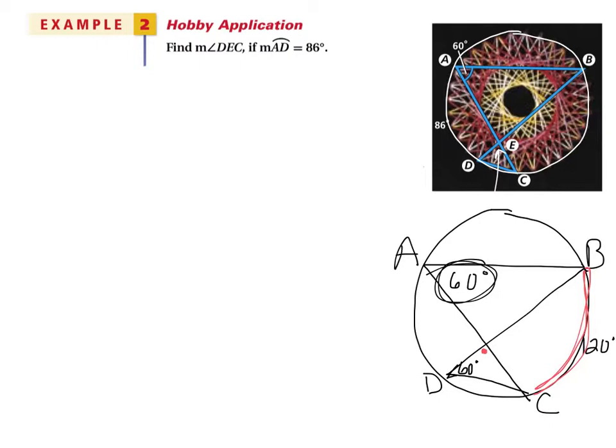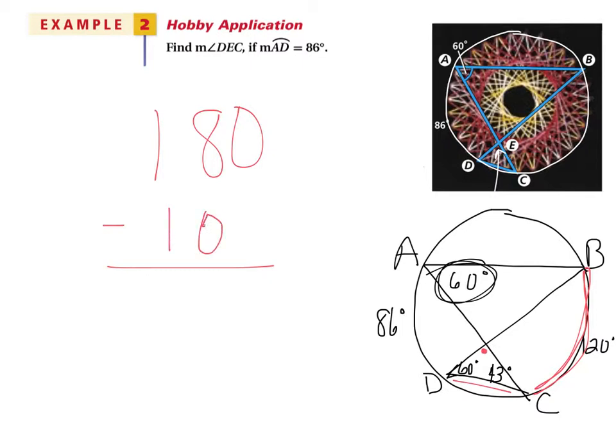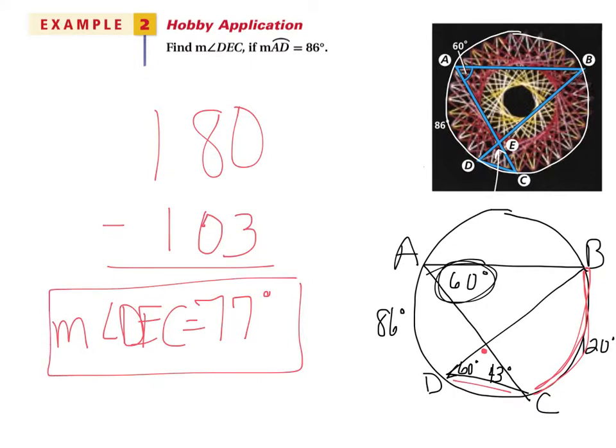But I know that arc AD is 86 degrees. Well, because the inscribed angle ACD is half that, this would be 43 degrees. Because that makes a triangle, it adds up to 180 because of the triangle sum theorem. So if I subtract the sum of 60 and 43, that is 103, and I subtract and I get 77 degrees. So the measure of angle DEC is 77 degrees.